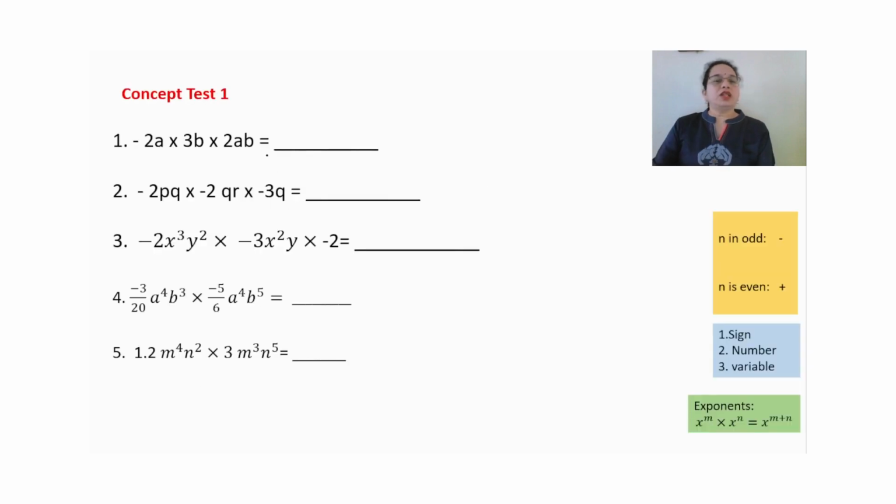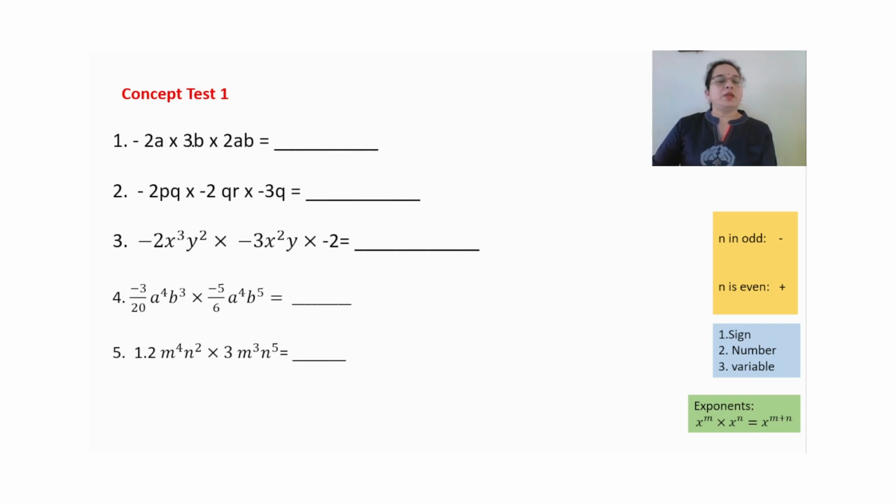So let us do answer discussion for concept test number 1. Here we are going to use the concept of integers. If the number of negative signs is odd, the answer will be negative. If the total number of negative signs is even, the answer will be positive. First we write the sign, then the number and the variable, and to write down the variable we use the exponent concept. If the bases are same, multiplication means we add the powers. So let us start.